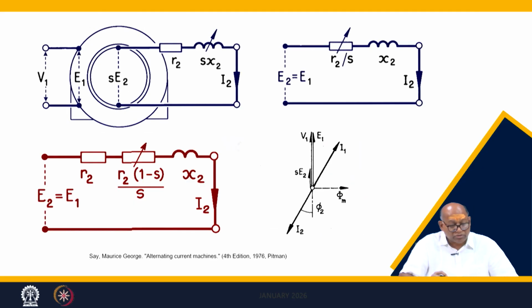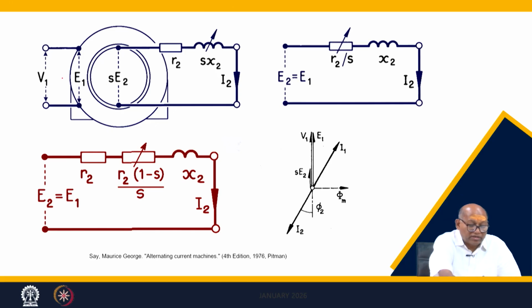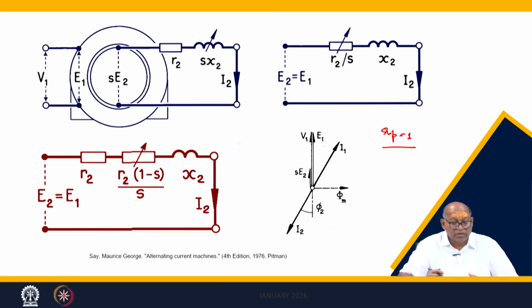I also discussed this figure has been taken from M.G. Say, it's a very famous, old book. This is the rotor, this is the stator, we discussed it last time, right. Whenever slip is equal to 1, that means in the starting, this is like a transformer. The rotor is not rotating, only the stator magnetic field is rotating, and it is cutting the rotor turns.